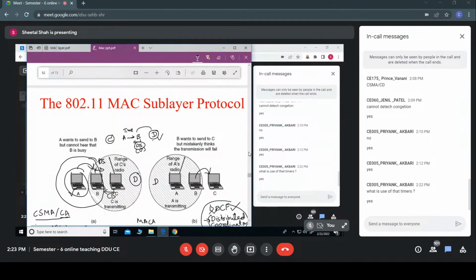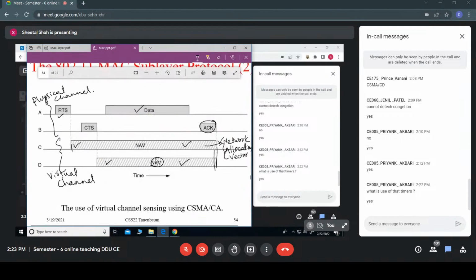And meanwhile, even if it starts transmitting to B, would there be a collision or not? Instead, due to the timing information sent in this RTS CTS frame, it would come to know that the channel would be busy up to a certain time, and it would maintain a timer. Each host can maintain a timer within itself.